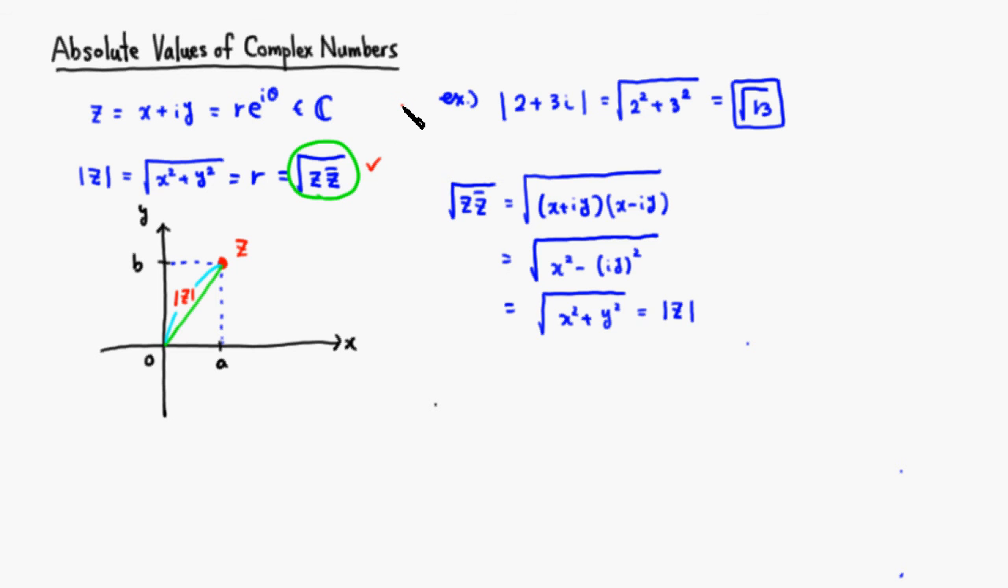Sometimes the formula with the conjugate is useful to compute the absolute value, but we can use the other formula as well. So that's it. I hope that this was clear.